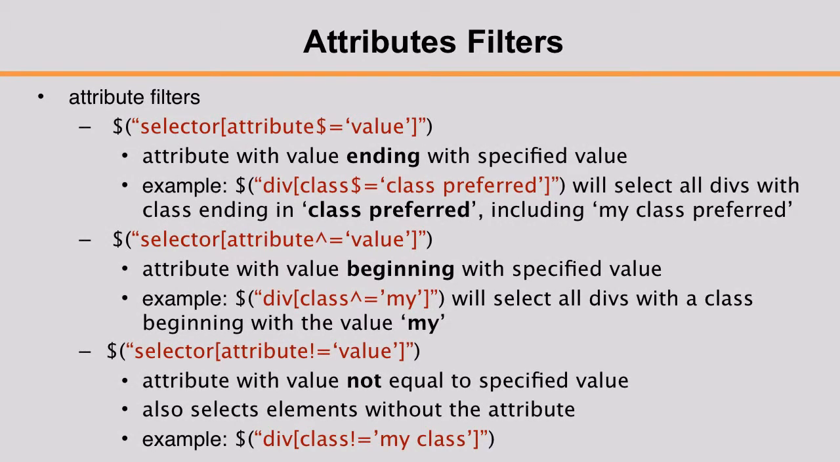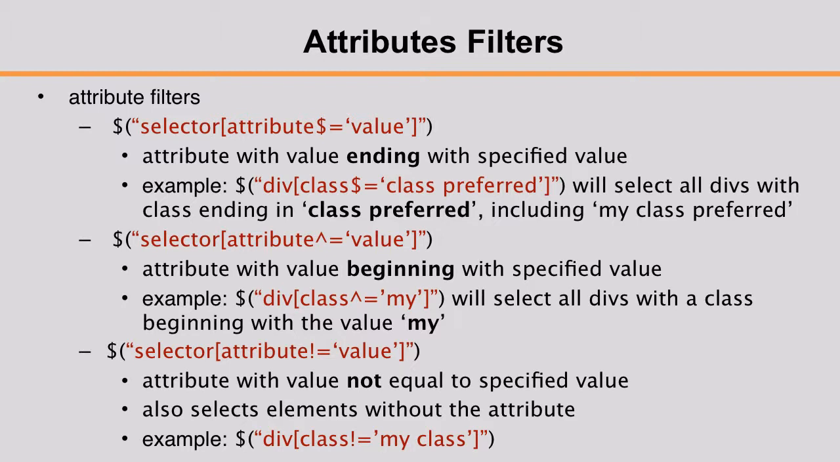An attribute filter with a $ plus an equal sign preceding a value will select all elements in the selector that have the specified attribute that ends the value. For example, div attribute class $ equals class preferred will select all divs with the class name ending in class preferred, including my class preferred.